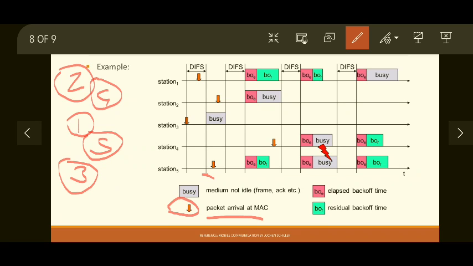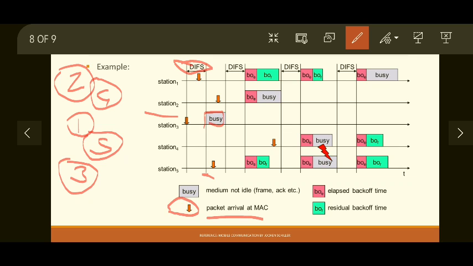Station 3's packet arrives very early, so you can see here that it waits for a DIFS amount of time. After waiting for that, it starts transmitting. So the medium becomes busy. There are 5 stations, and for the other 4 stations, the medium is now busy.